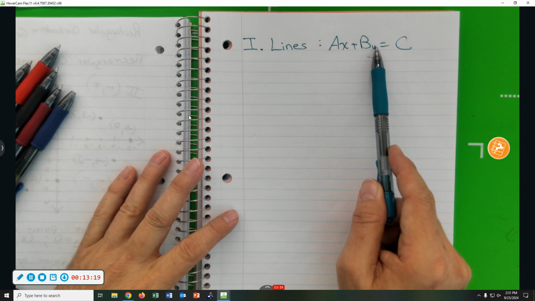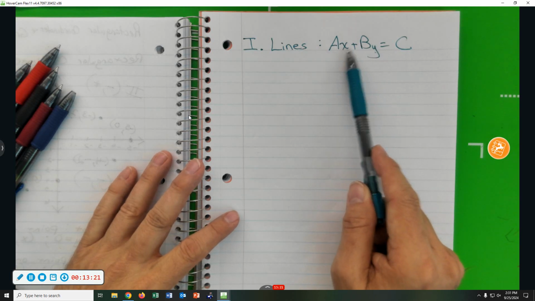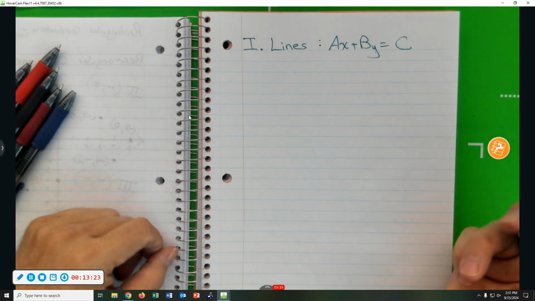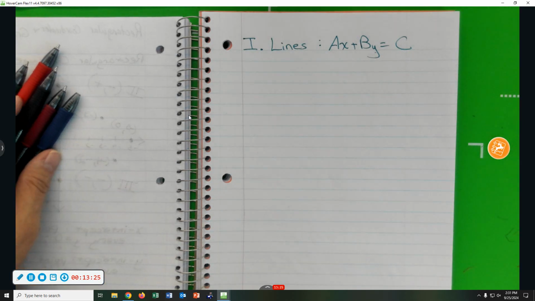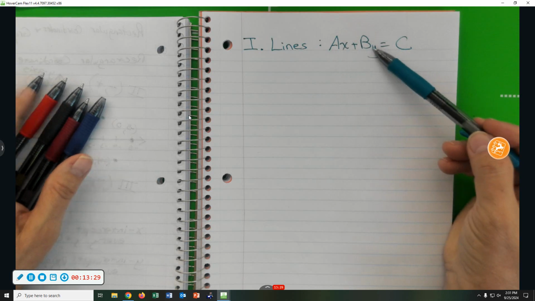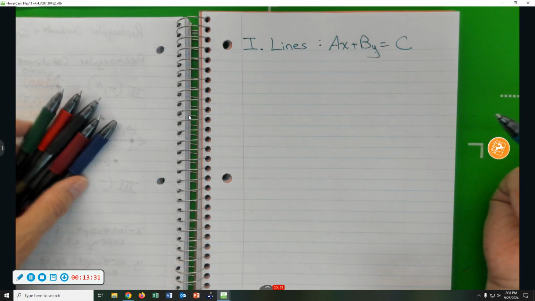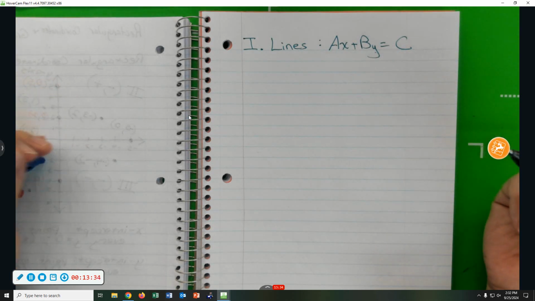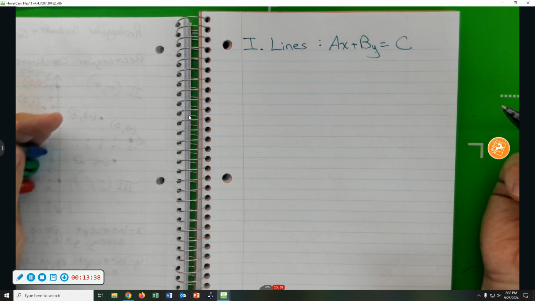If a and b were both 0, you just have 0 + 0 = 0. That's not a line, that's nothing. Because 0 equals 0. So realize you've got to have at least an x or a y. If you're going to draw a line, how many distinct ordered pairs do you need to draw a line?